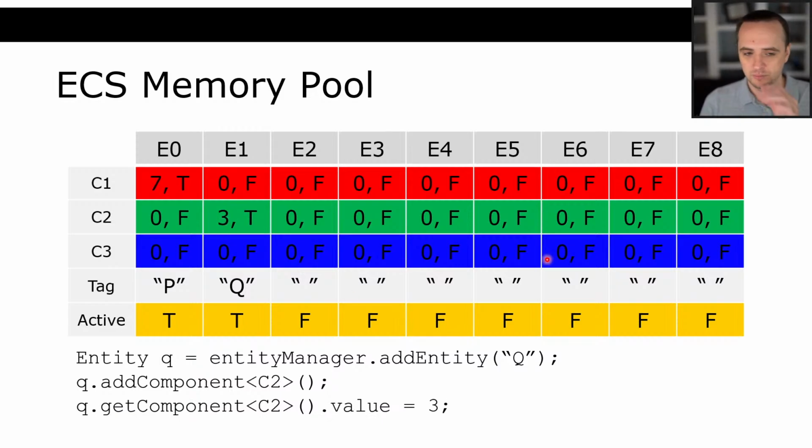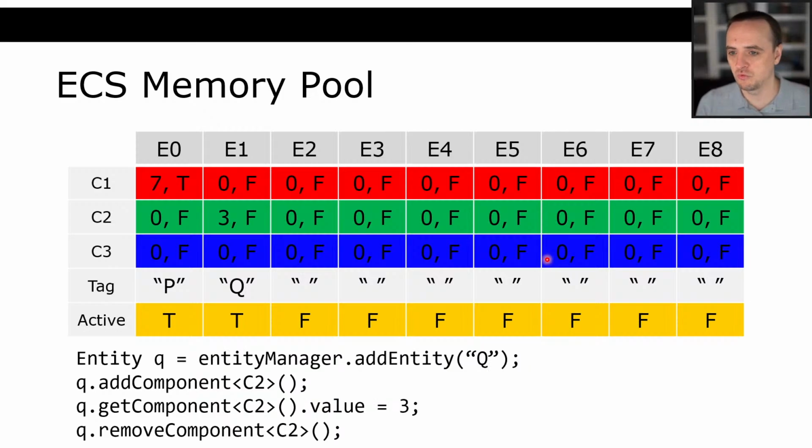And now, if I want to remove a component, all I have to do is change this value here to an F. I don't even need to worry about the data there, right? Whatever data is here, it doesn't matter. I don't need to reset any of that data because this is F, so the entity does not even have that component anymore, so we shouldn't be looking it up.